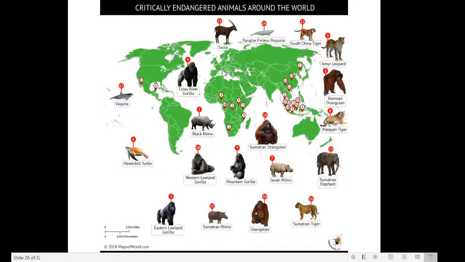These are some locations that are provided, based on the world map. These are all the endangered species: the eastern lowland gorilla, the Sumatran rhino. The Sumatran rhino is a very, very rare species. Then the Sumatran tiger also, it's a different one, and the Malayan tiger.